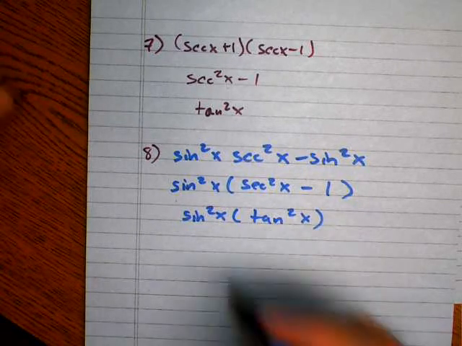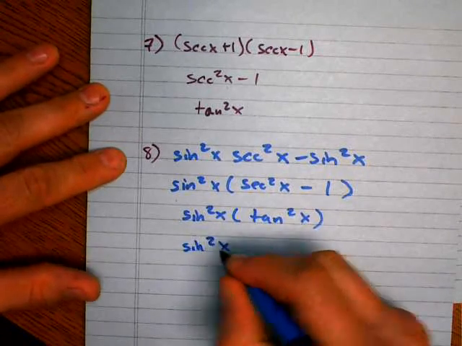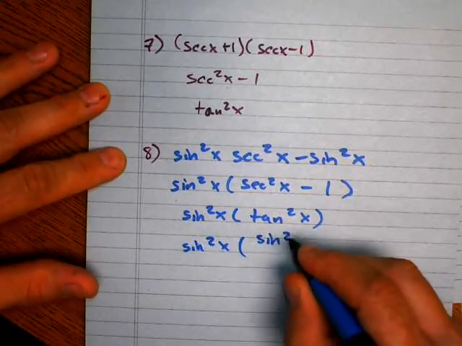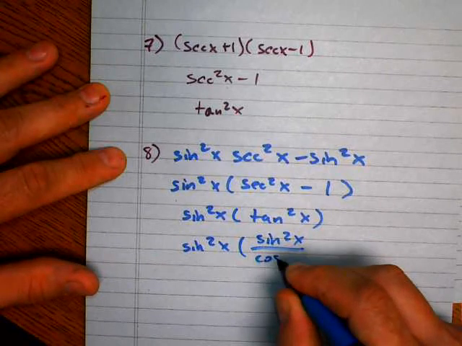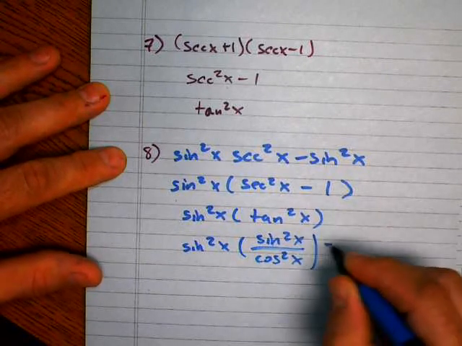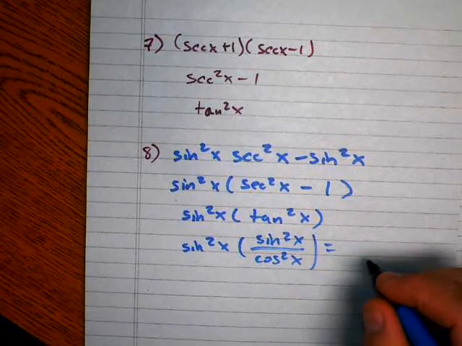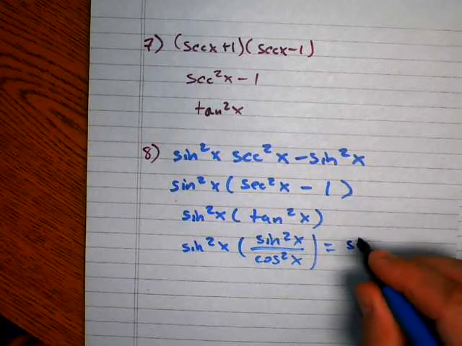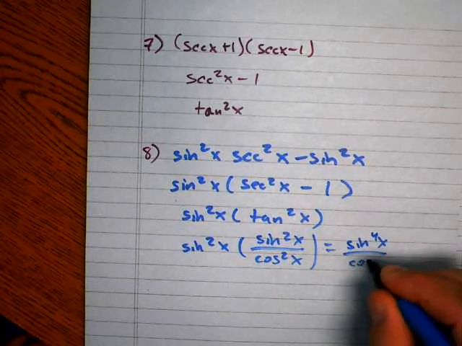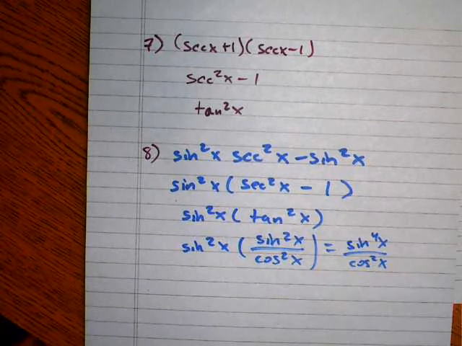Now basically a tangent is sine squared over cosine squared. And so the only thing I can do here is maybe multiply this and get sine to the 4th x over cosine squared x. Okay? I would maybe even just leave it as sine squared times tangent squared. That to me seems more simplified than the other one. And that's what was on your answer sheet as well.